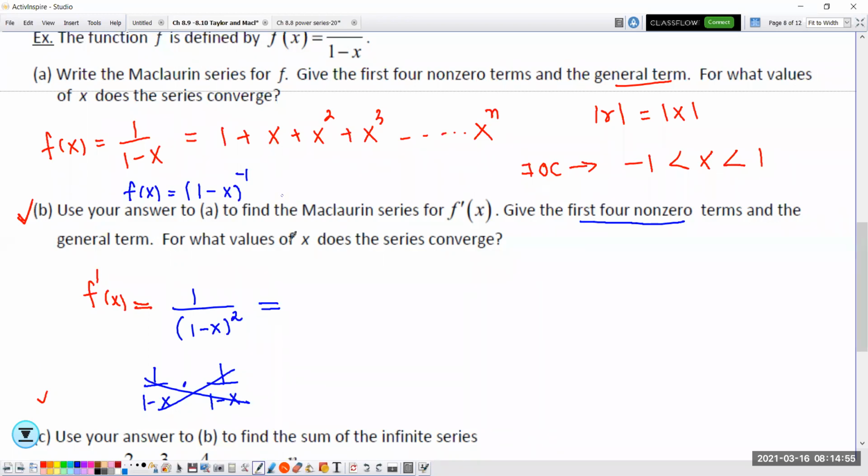The derivative of x is 1. X squared gives 2x. Then 3x squared, 4x cubed, and the general term would be n x to the n minus 1.